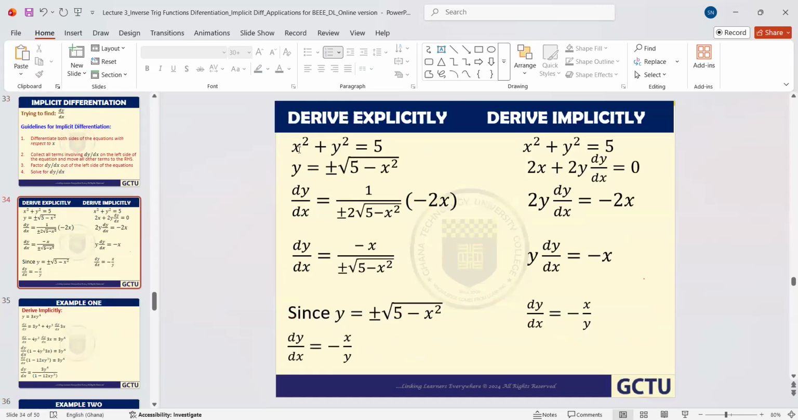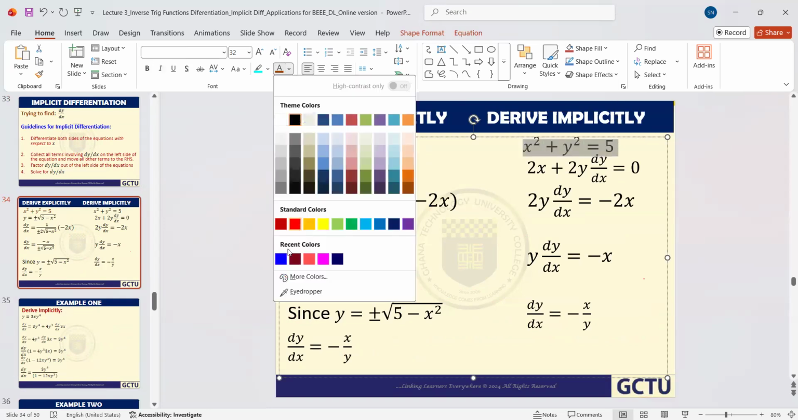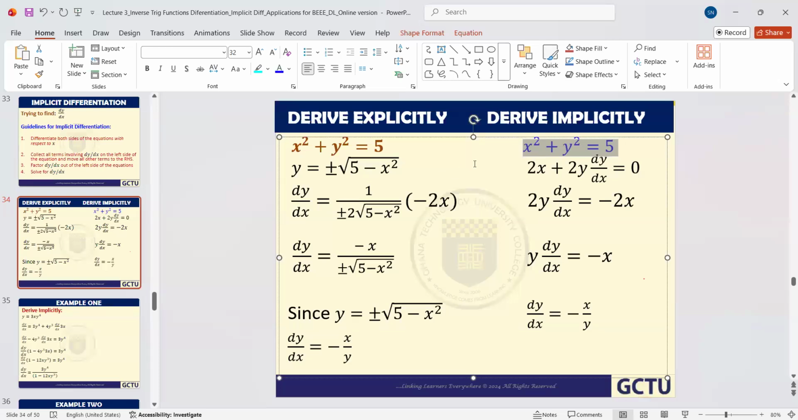On the left-hand side, my function is the same equation I'm dealing with. Please just realize that I'm dealing with the same equation, okay? On the right-hand side is the same equation, but this time around, I'm going to derive the equation implicitly. So watch. For me to be able to do it explicitly, it means that y must be in terms of x. So I make y the subject. If I make y the subject, then y will be equal to the square root of 5 minus x squared. Because it's a square, it becomes plus or minus that. Let's do the left-hand side first.